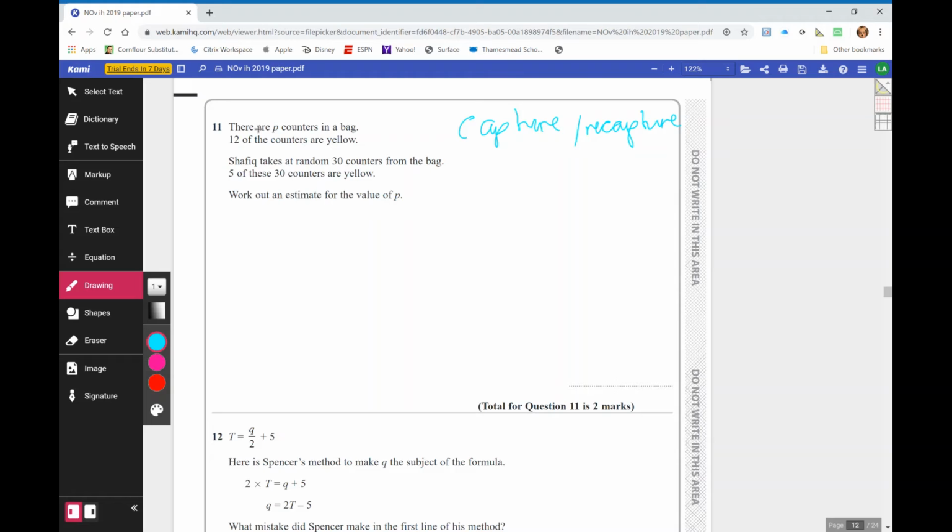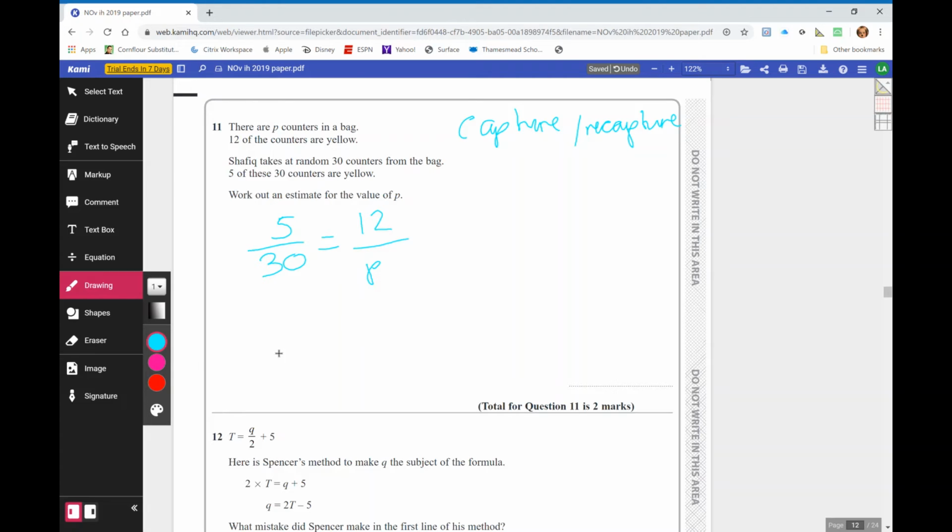So think of it again as fractions. 5 out of 30 were yellow that he took out. So this must equal, and we know that 12 out of the total population are yellow. So the only unknown is this full population, and we can rearrange this. So 5 over 30 equals 12 over the full population.